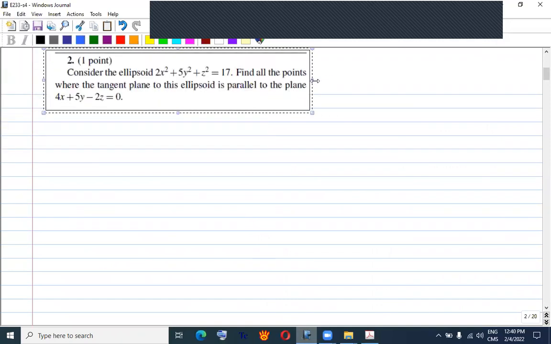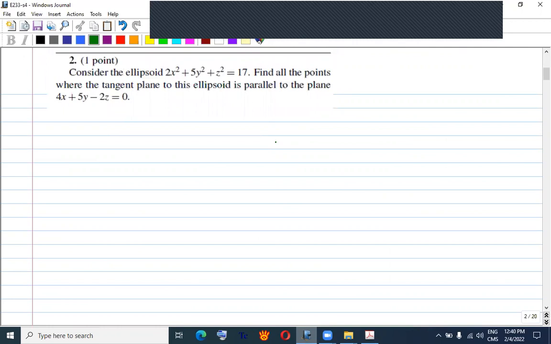Yeah. Number 2. What do you apply in number 2? Would it be the same thing? Yeah, find all the points where the tangent plane is parallel to another plane. Now, the situation is you have a plane parallel to another plane.